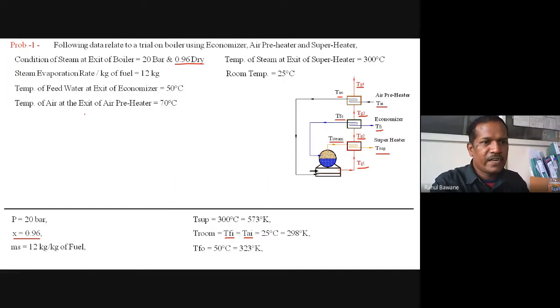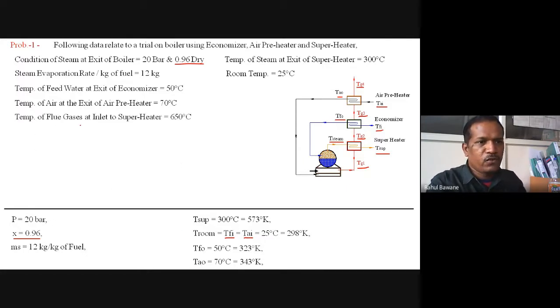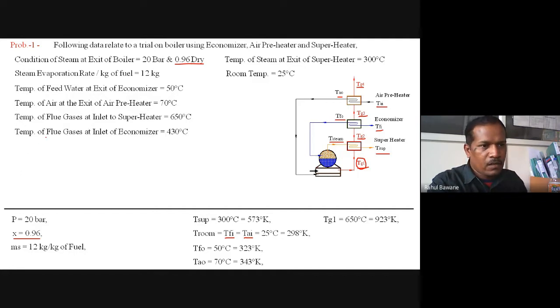Then temperature of air at exit of air preheater is 70, so TAO is 70 degrees centigrade. Temperature of flue gases at inlet to superheater, that is TG1. This is the temperature at which gases are going to enter the superheater. So TG1 is given as 650 degrees centigrade. Temperature of flue gases at inlet to economizer, that is TG2. TG2 is 430 degrees centigrade.